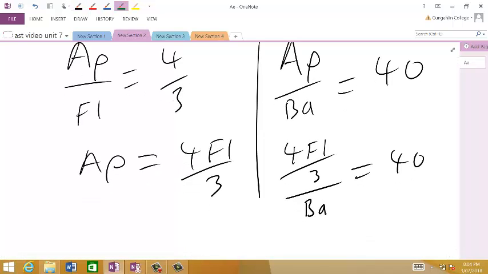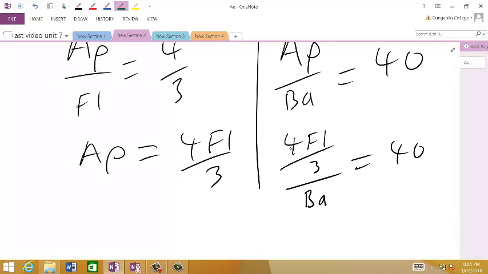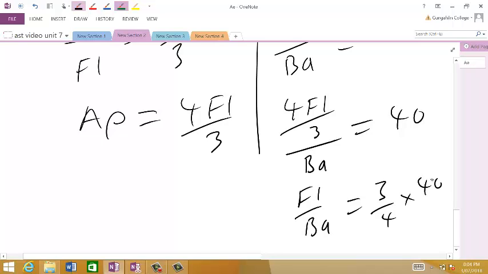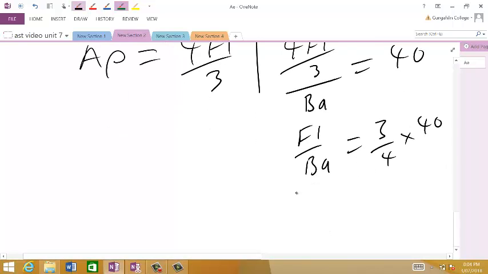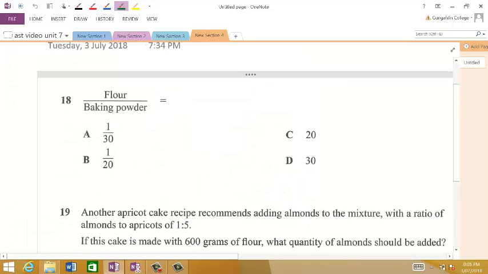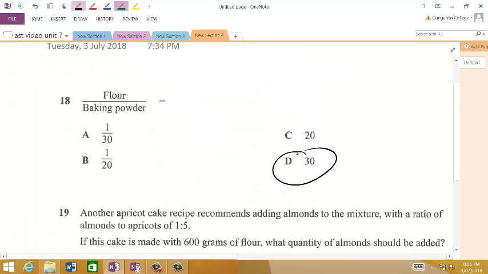And we want to turn this into flour over baking soda. We've got 4 over 3 here. If we multiply both sides by 3 over 4, we'll get rid of that 4 over 3. So we have flour over baking soda equals 3 over 4 times 40. So this flour over baking soda becomes, 40 divided by 4 is 10, 10 times 3 is 30, and that's our D value there.